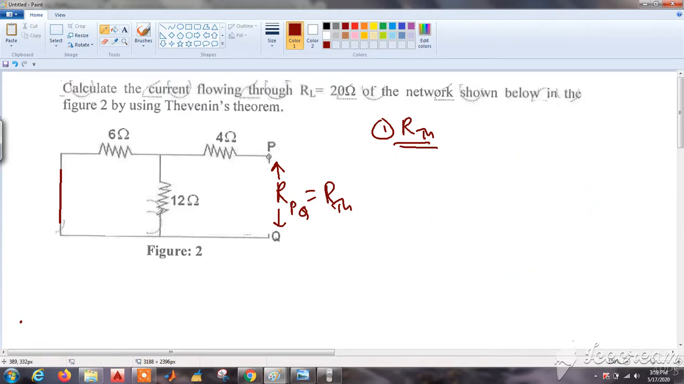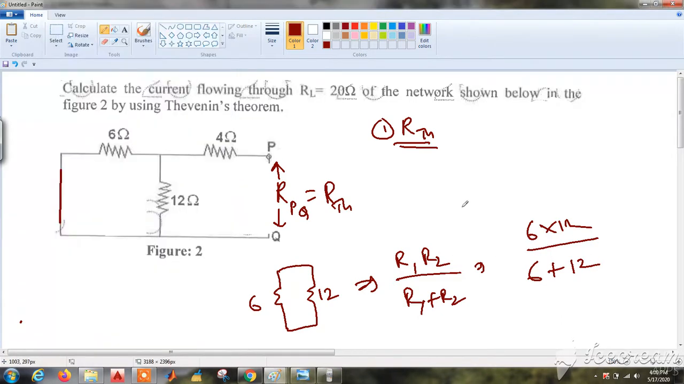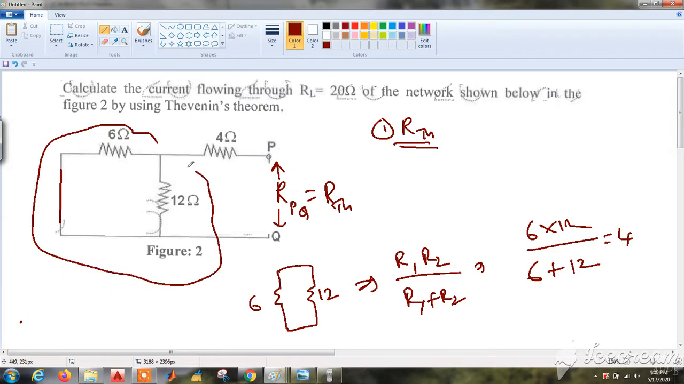Now we can see that 6 ohm resistance and 12 ohm resistance are in parallel. That is, they are connected like this, 6 and 12 ohms. So the equivalent resistance when two resistors are in parallel is R1 R2 divided by R1 plus R2. Therefore 6 into 12 divided by 6 plus 12, which will give 4 ohms. Now let us redraw our circuit. Let us remove this part and replace it with a 4 ohm resistor.